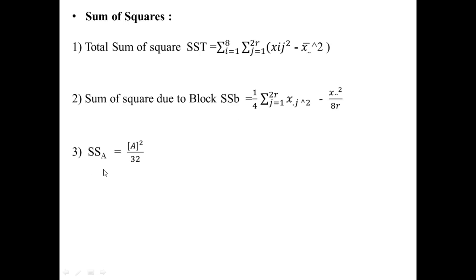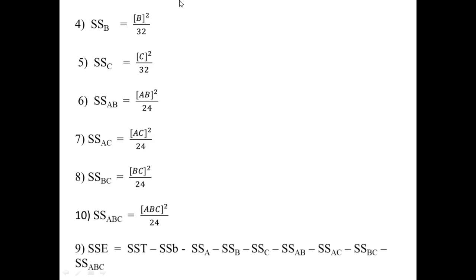Then SSA, that is sum of squares due to main effect A, is A square divided by 32. So here we have 4 replications, means r equals 4, and we have 8 treatment combinations. So 8r equals 8 into 4 is 32. So we have total number of observations 32. Then sum of squares due to main effect B is SSB, and it is B square upon 32. SSC equals C square upon 32.